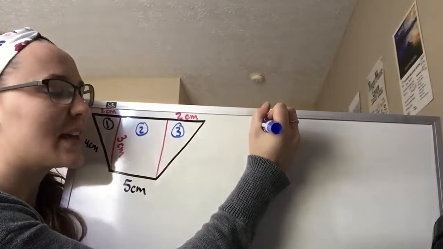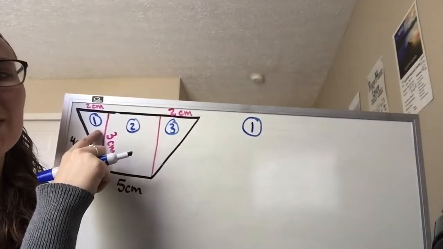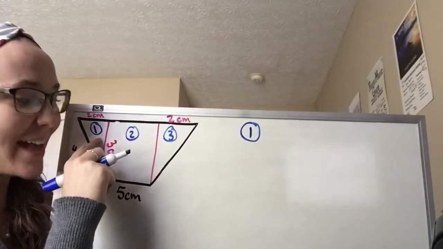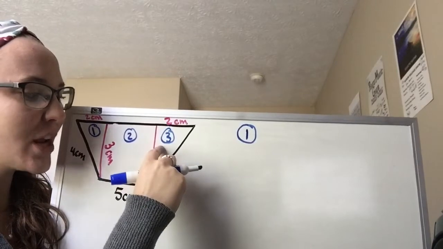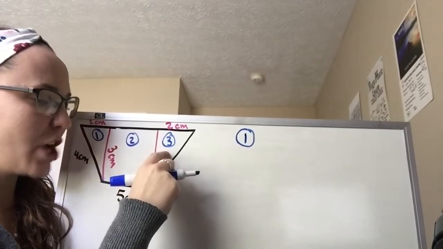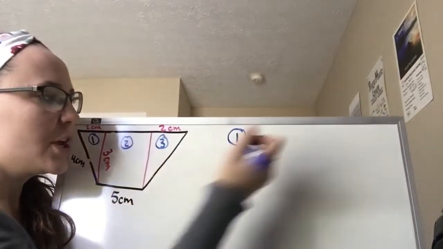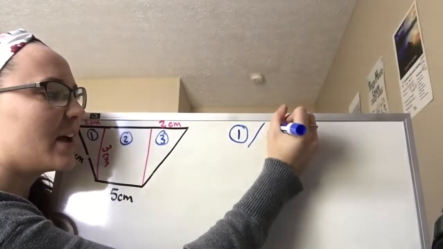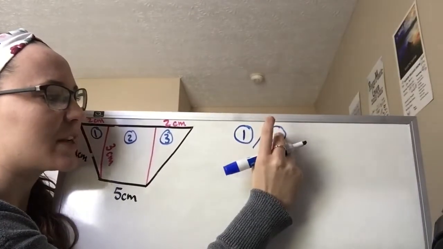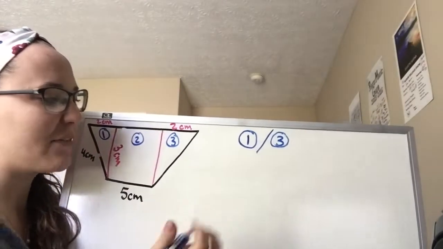Now, something else that you can look at is, is shape number 1 the same as any other shape? Yes, shape number 1 and shape number 3 are actually the same shape, because they have the same length, they have the same height, and they're both triangles. So we could say that we're finding the area of shape 1 and shape 3. Shape 1 and shape 3 both have the same area.